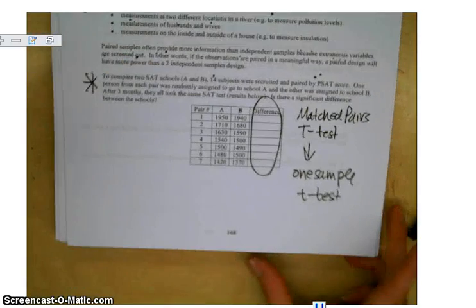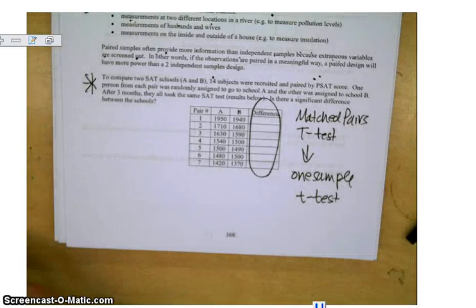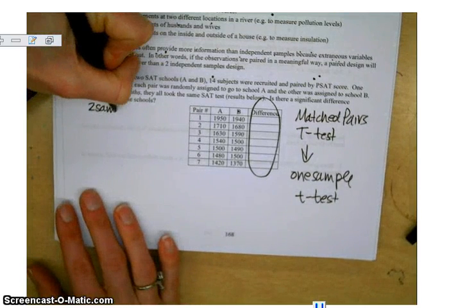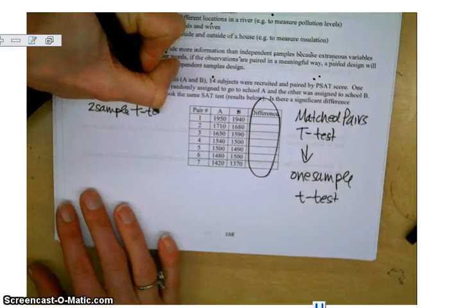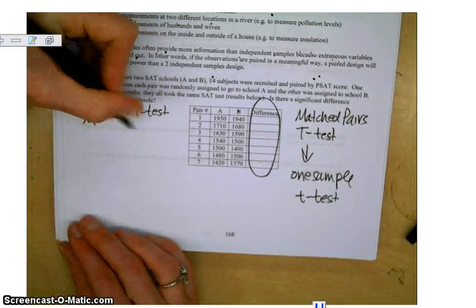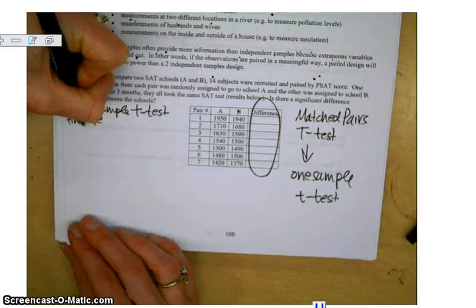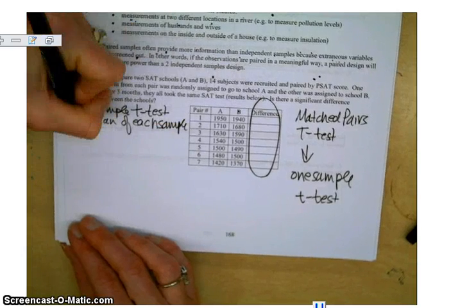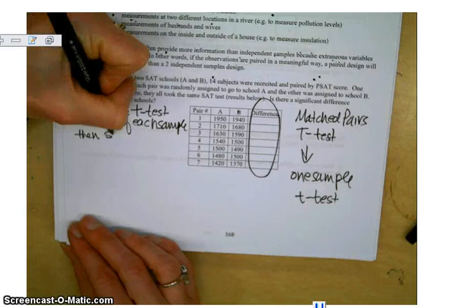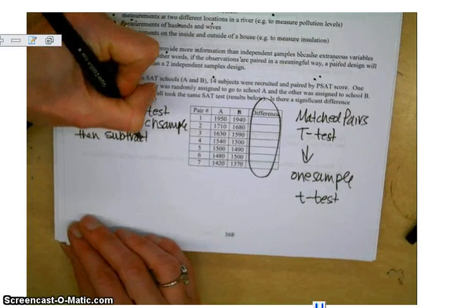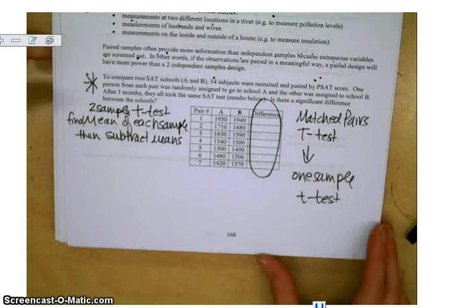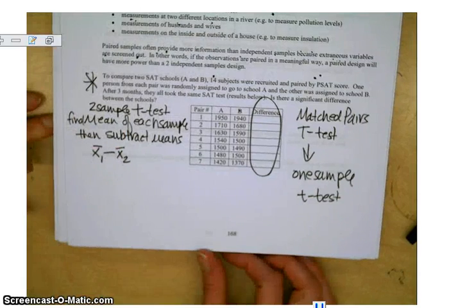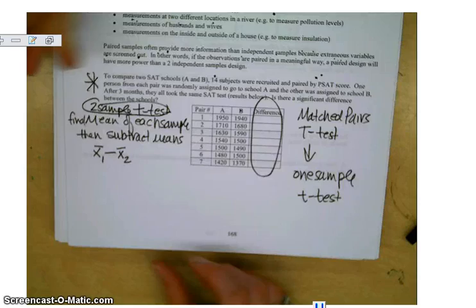So what we're going to do now, the difference, what we would have done last time if we were going to do a two-sample t-test, here's what you would do. You would find the mean of each sample, then subtract the means. So you'd find X bar of sample 1 and X bar of sample 2, and then you'd subtract them. Okay, that's what you do in a two-sample t-test.